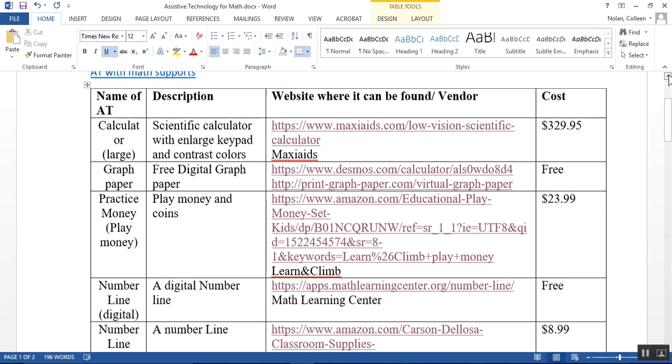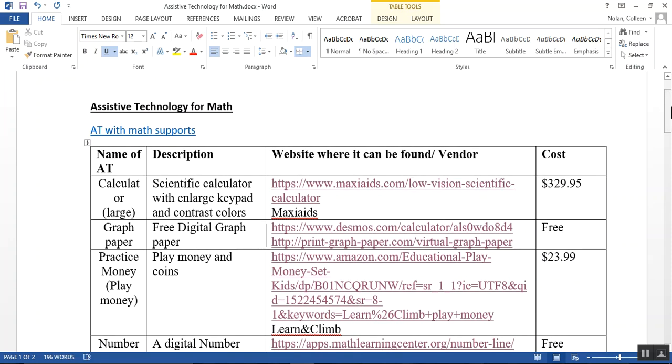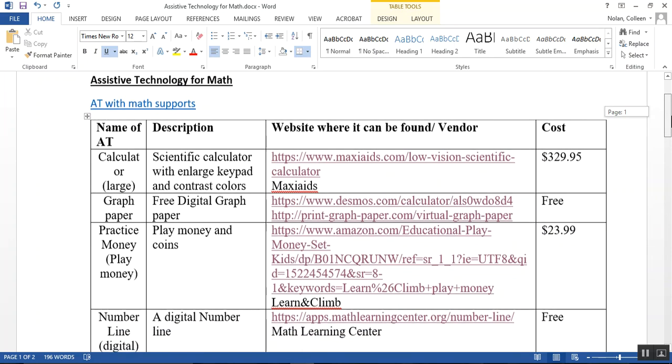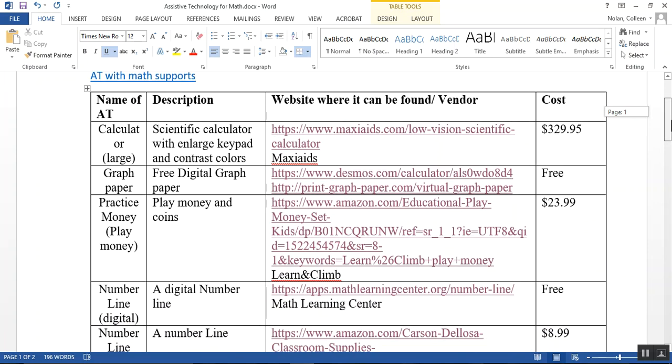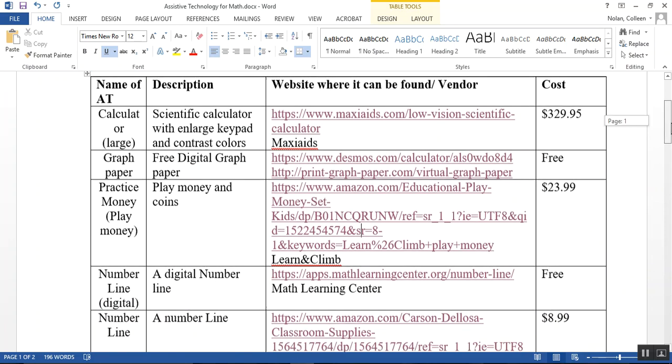Hi guys, I wanted to talk to you about some assistive technology for math. Right here, you will see a chart with some AT supports and how much it costs. So the first thing was a scientific calculator that is enlarged and has contrast colors.